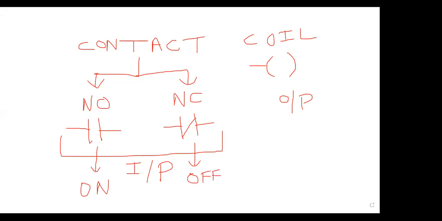There are many things, but I cannot make you confused initially, so simply I'm asking you to consider this now. To get things on, use NO contact, and to get things off, use NC contact. Is it clear? I hope you have noted this down, and I shall send you this picture in the group.